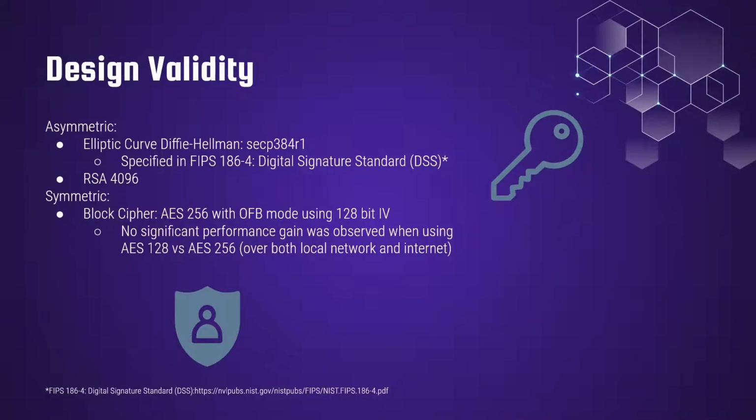In our design, we use 3 cryptographic primitives. For asymmetric encryption, we use elliptic curve Diffie-Hellman with a 384-bit key and RSA with a 4096-bit key. For symmetric encryption, we used AES with output feedback mode using a 256-bit key and a 128-bit IV. We observed no significant performance gain from using a 128-bit key for AES.